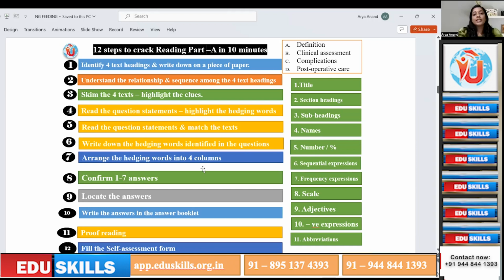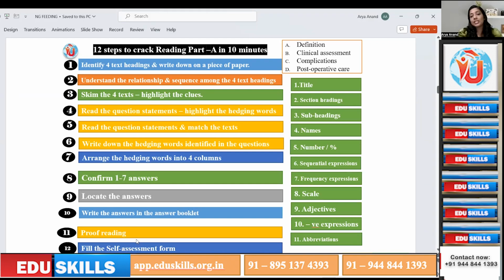When you are practicing, you can do all these steps, write down the hedging words identified in the question, and you can arrange the hedging words into 4 columns. You can just draw 4 columns, text A, B, C, and D. Then you can arrange these words into these 4 columns, according to which text this particular word is from. Then confirm 1 to 7 answers, locate the answers, write the answers in the answer booklet, proofreading, fill the self-assessment form.